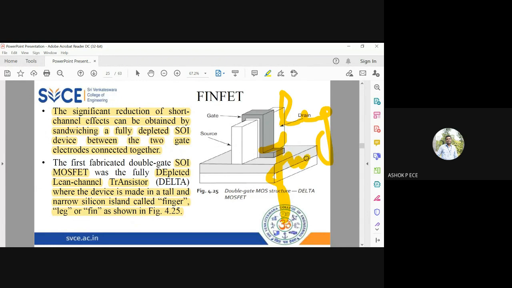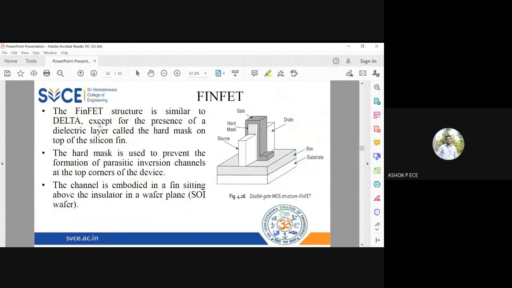That's why this device is called a FinFET. Or in technical terms, it is called a Delta MOSFET. You have a depleted lean channel transistor. The FinFET is similar to a delta, except for the presence of a dielectric layer called the hard mask on top of the silicon fin.